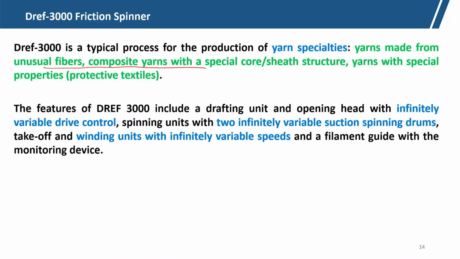So, here the drafting unit and opening head have infinitely variable drive control. So, at any time we can change the draft, we can change the speed. So, twist we can change immediately, which is not easily possible in the earlier versions, and there were some limitations. The spinning unit has 2 infinitely variable suction spinning drums. So, suction spinning drum speed we can vary, winding unit speed we can vary. So, everything we can change.